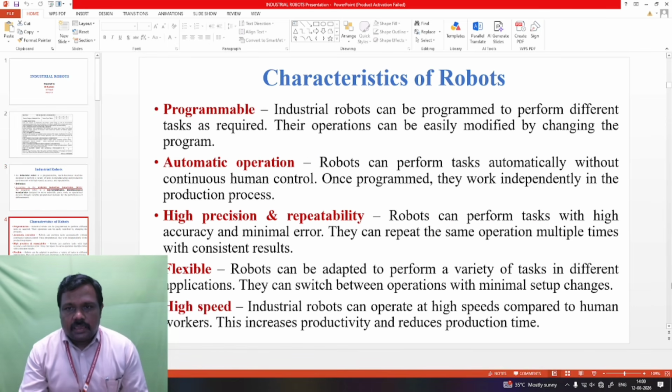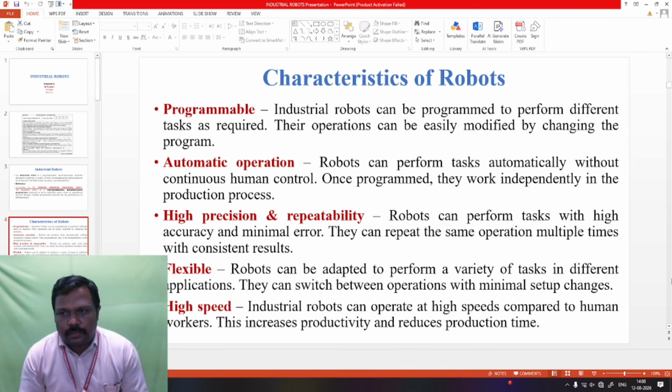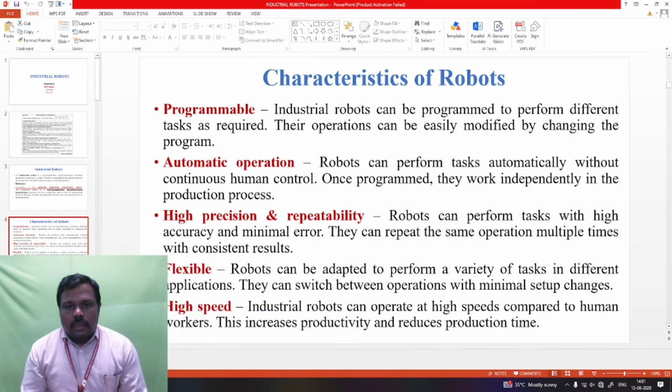Then next, characteristics of robot. First, it is a programmable device. Thus, industrial robots can be programmed to perform different tasks as required. Their operation can be easily modified by changing the program. Next, automatic operation. Robots can perform tasks automatically without continuous human control. Once programmed, they work independently in the production process.